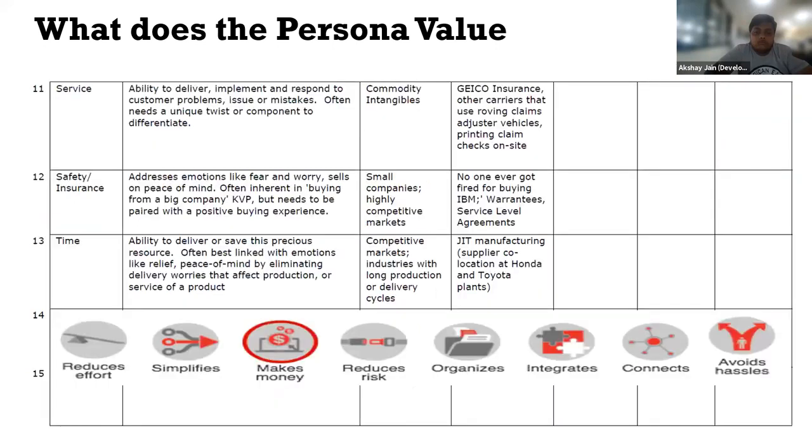Positive buying experience, service, safety, time. And then you have other variables which reduce effort, simplify, make money for the other. Again, reduce effort and reduce risk are reduction variables. Reorganizes things in a simplified way. Again, part of simplification. That's why I said, yeah, they look different, but there are a total of 16 only. And we have already talked about relationships, which we can also solve through connects.